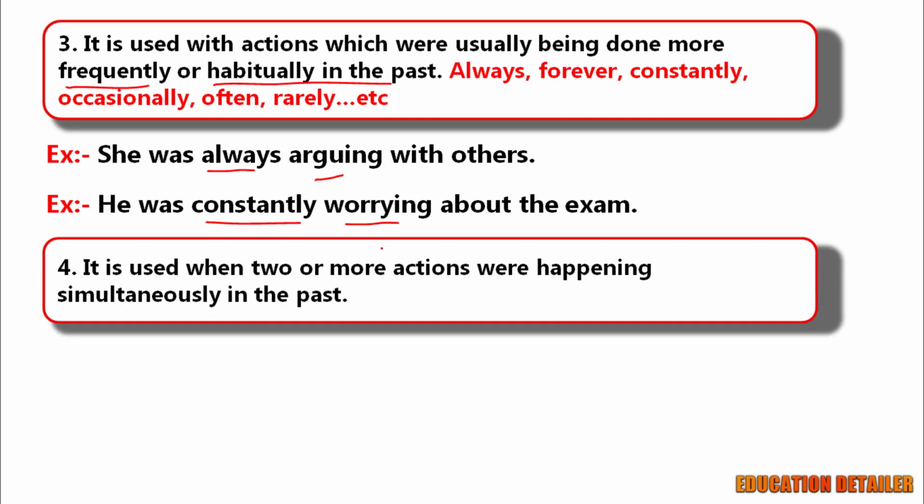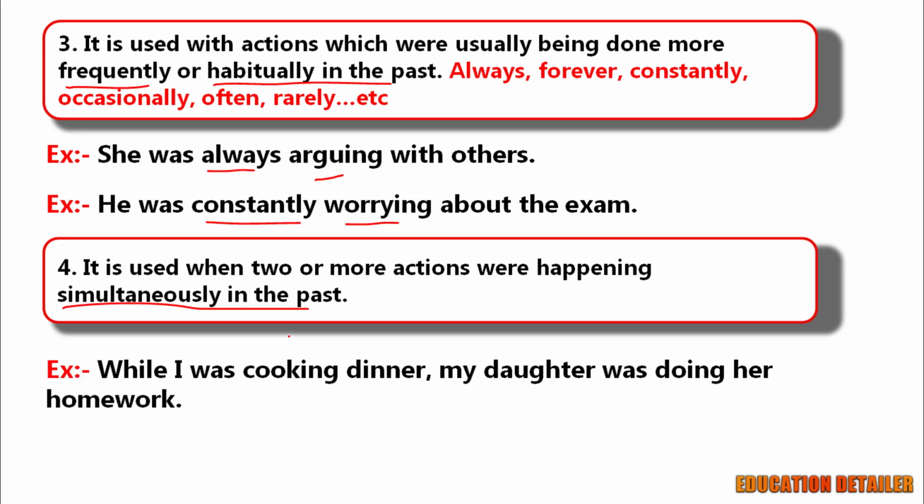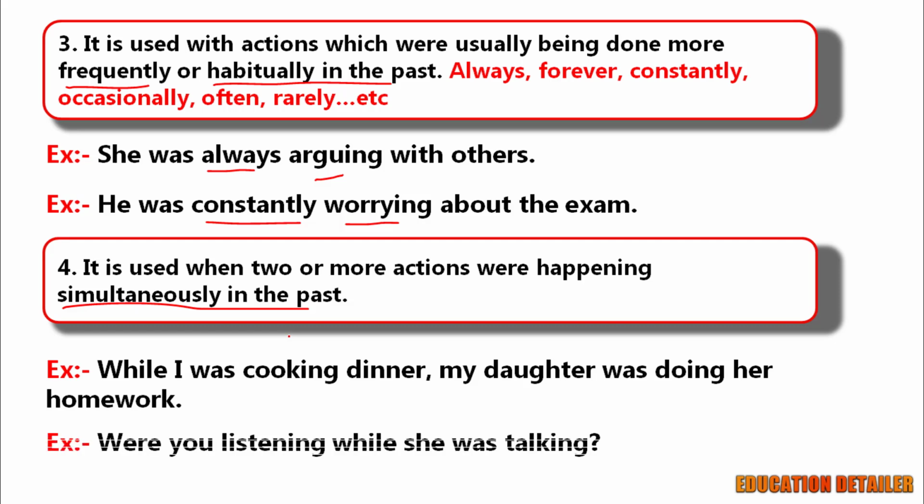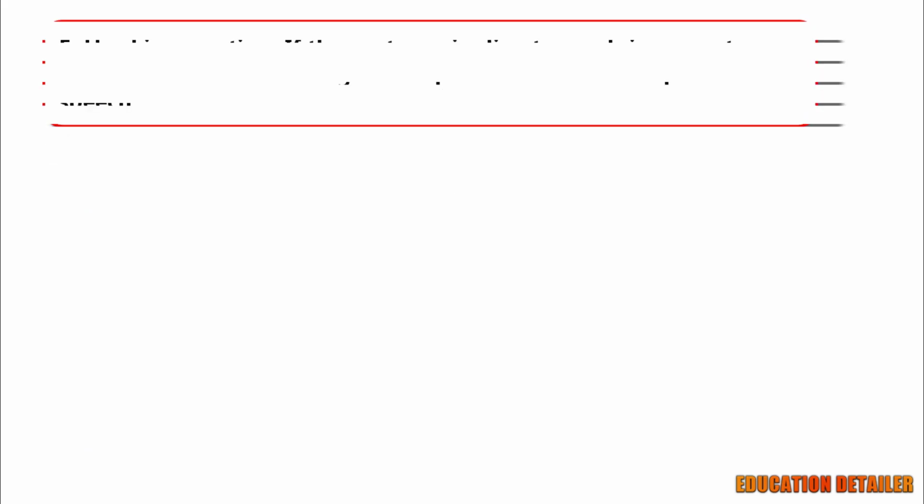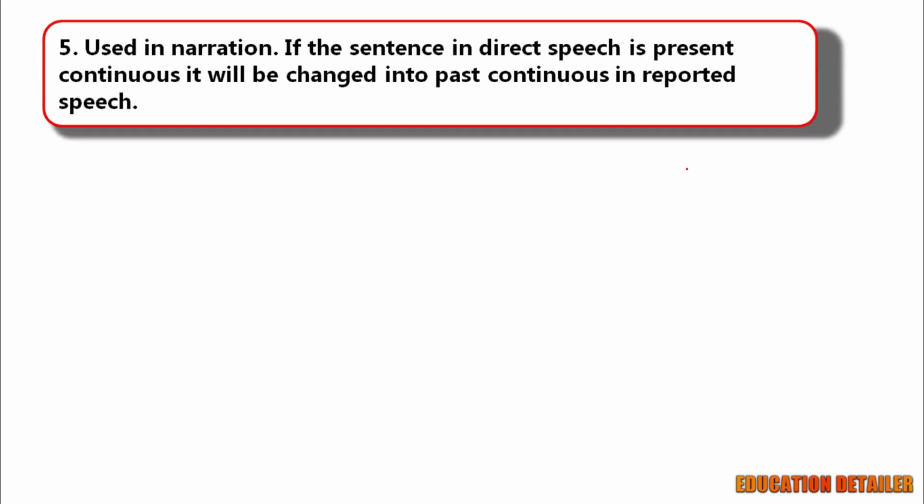Past continuous is used when two or more actions were happening simultaneously in the past. While I was cooking dinner, my daughter was doing her homework. Were you listening while she was talking? It is also used in narration.